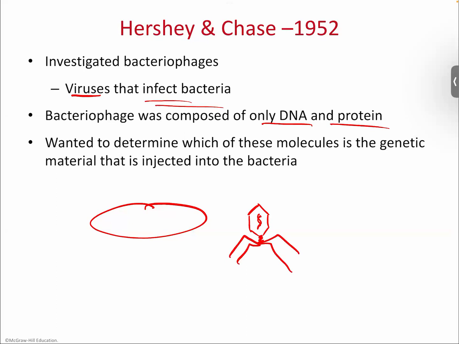So they come in and infect the bacterium by landing on it, and then they inject their DNA into the bacterium. At that point, they hijack the bacteria's processes, and instead of making your own proteins, the cell makes viral proteins.